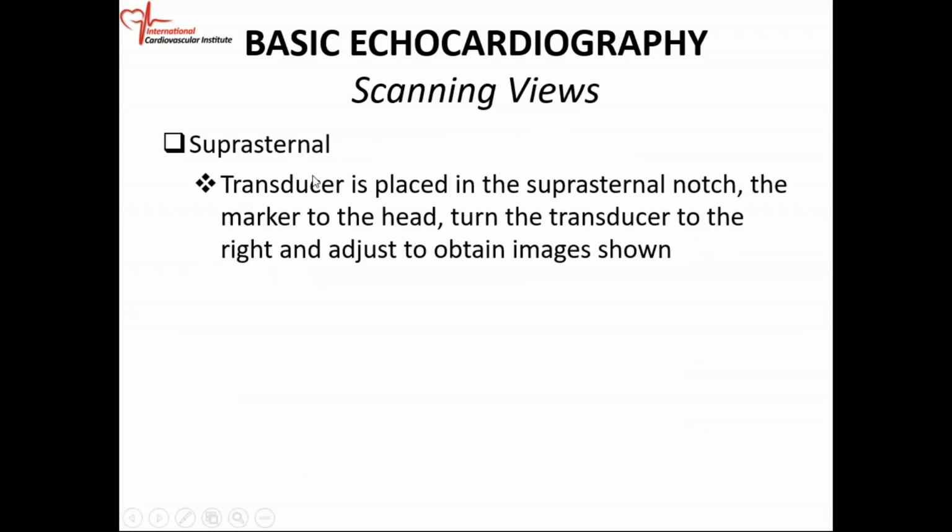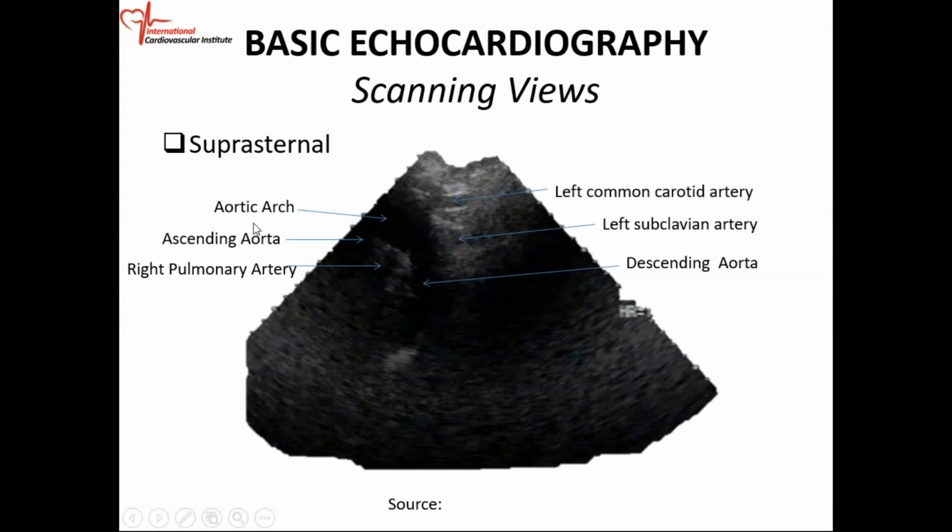All right, so the suprasternal view now, you're going to put the transducer in the suprasternal notch. The transducer is placed in the suprasternal notch, and the marker, remember your marker is either an indentation or it will be marked. So the marker is pointing to the patient's head. You're going to turn the transducer right and adjust to obtain the image. And this is the image you're going to get.